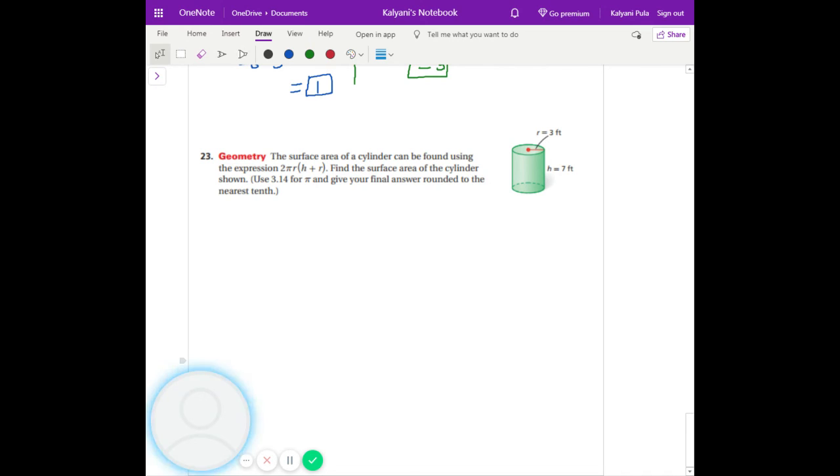Okay, so in this one, you see there's a formula already given to you, so you don't need to invent any formulas. All you have to do is plug in the numbers and solve it.